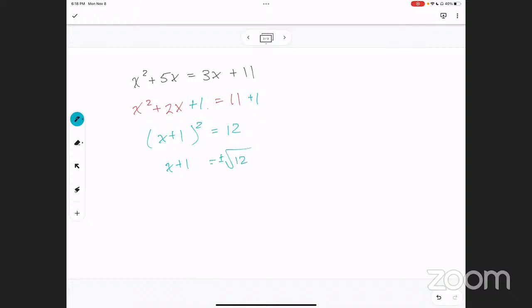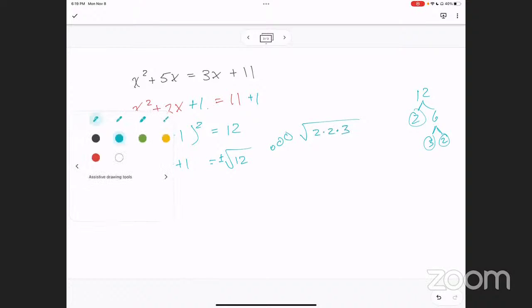Perfect. Let's do that trick. Ready? Let's see if you get the hang of this yet. What's 12? Start breaking it up for me. 2 times 2. Well, 12 is 2 times 6, right? And then 6 is 3 times 2. Good. So there are your primes. So what's 12? 2 times 2 times 3. So what comes out? 2 root 3. Perfect. You got this.